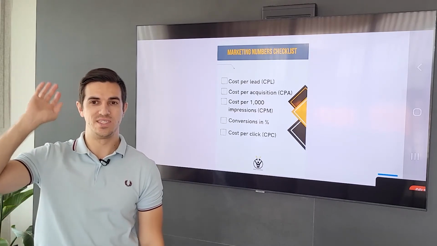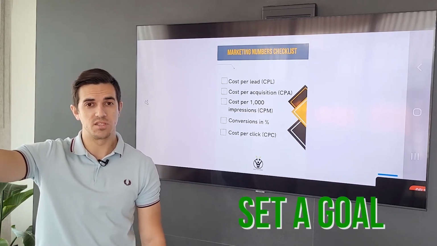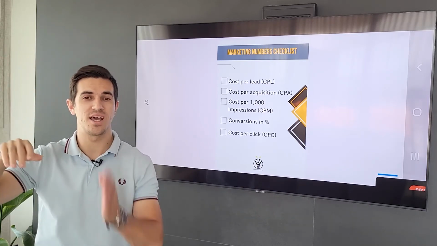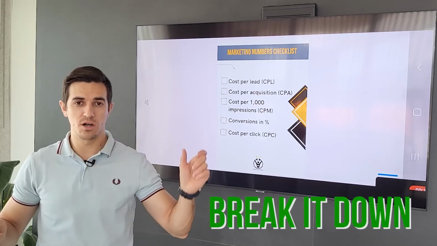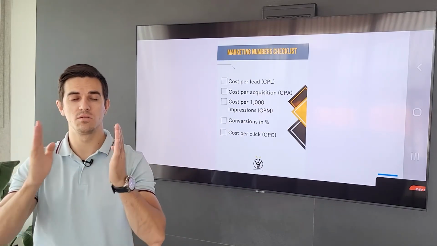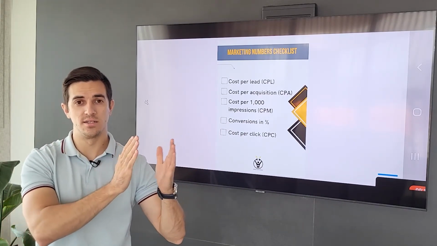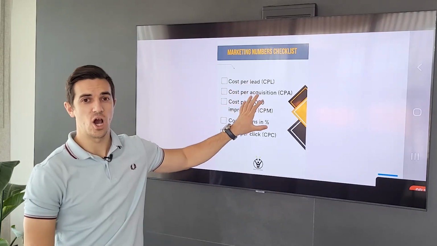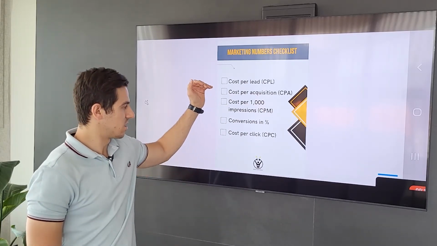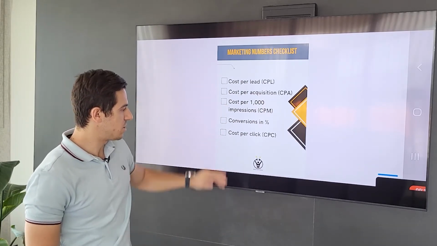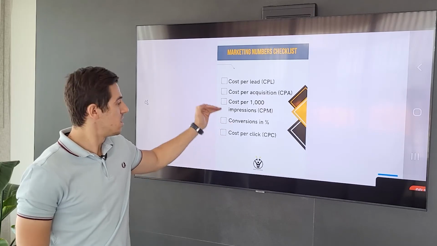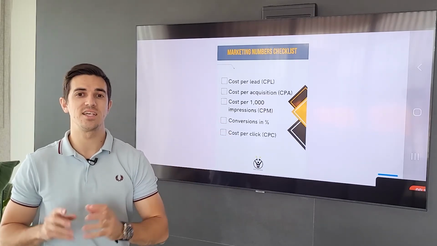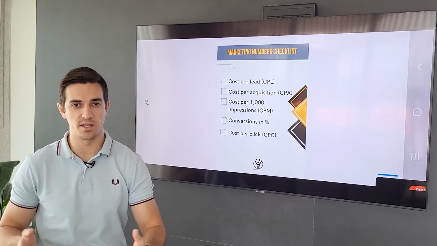So you set a goal. Most of the time it's a monetary goal. By, let's say, the end of the year, I want to make this much, and then you break it down into little parts: quarterly goals, monthly, weekly, and daily. So at this point, you need to know how many leads you need to generate on a daily basis. What's the cost per acquisition, cost per 1,000 impressions, what's the conversion rate, and what's the cost per click. When you know all these numbers, it's going to be way easier for you to optimize everything.